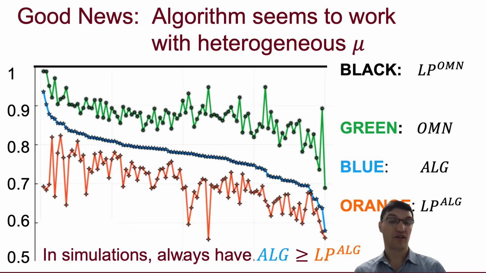And it turns out, in all of the simulations we've tested, that turns out to be the case. So all of these simulations do not assume homogeneous mu. In other words, they violate the assumptions of our theorem. But nevertheless, the algorithm seems to work. So the obvious open question for us is to try to show or to verify whether the algorithm always beats LP-alg, even without the assumptions that we currently impose.